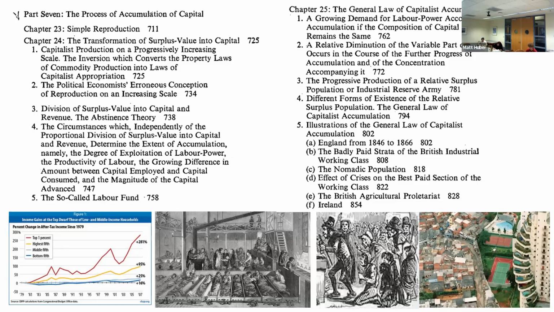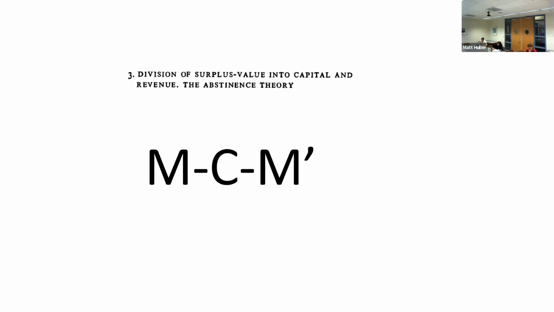Then we get into section 3, the division of surplus value into capital and revenue, the abstinence theory. So again, we're back here. Now we have a question of like, okay, we have these two ways of thinking about how this M prime is used. Revenue is what is used to consume for the private capitalist, right? Another way you could look at it is if a capitalist is running their enterprise, they might actually pay themselves an income, right? And that would come out of the surplus value.